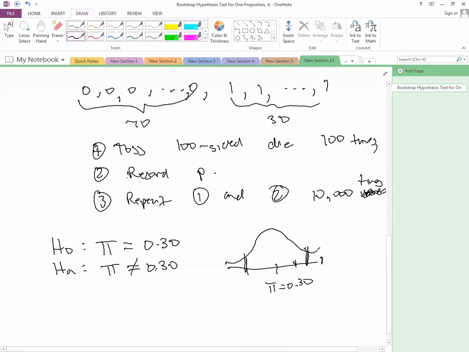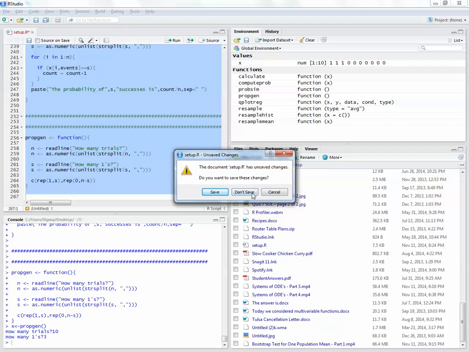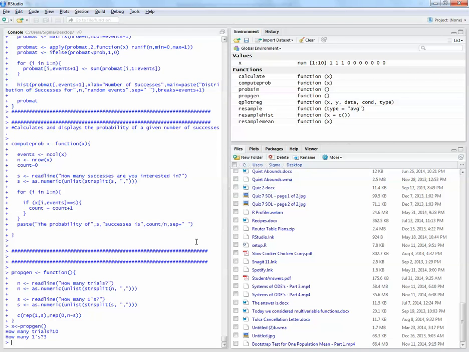And the function that I built that will now allow you to generate these, just so you don't have to type in 30 ones and 70 zeros, is you're going to run this: x <- propgen, which just stands for proportion generator.